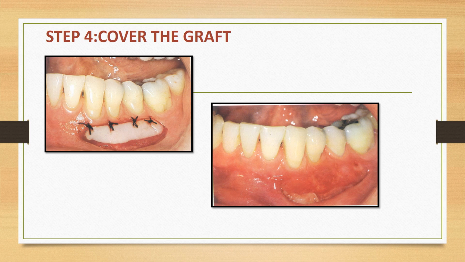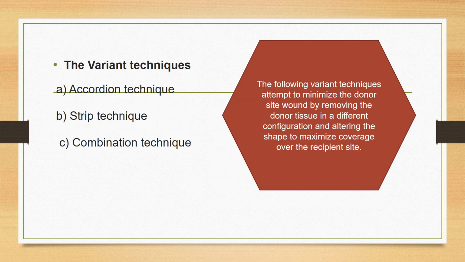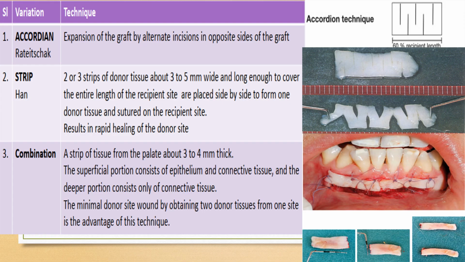Coming to protecting the area, you have to cover the graft with aluminum foil. There are various techniques for providing the graft from the donor: the accordion technique, strip technique, and combination technique. These variant techniques attempt to minimize the donor site wound by removing the donor tissue in a different configuration and altering the shape to maximize coverage over the recipient site.